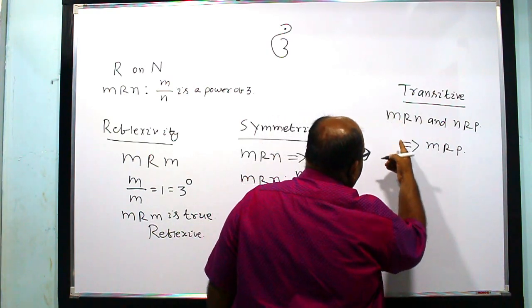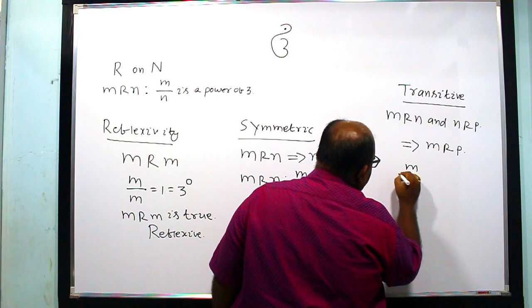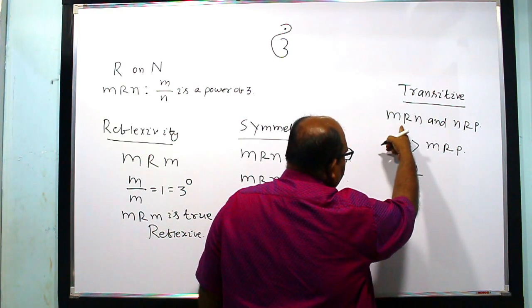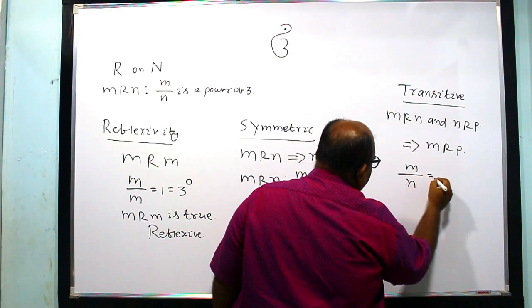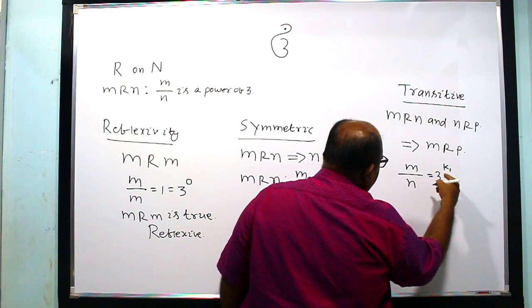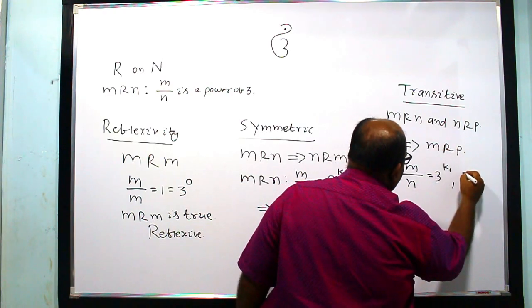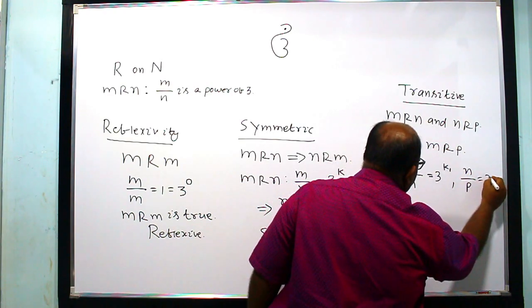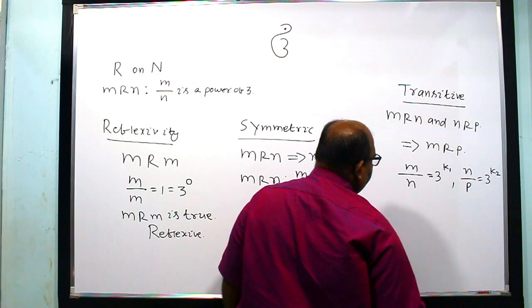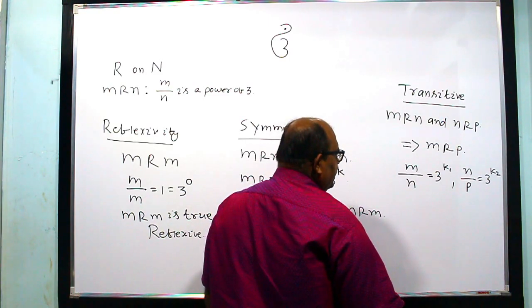So given m related to n means m by n is a power of 3. So I can write m by n is equal to 3 to the power k1, where k1 is an integer. Again n related to p means n by p is equal to, I can write, 3 to the power k2, where k2 is an integer.